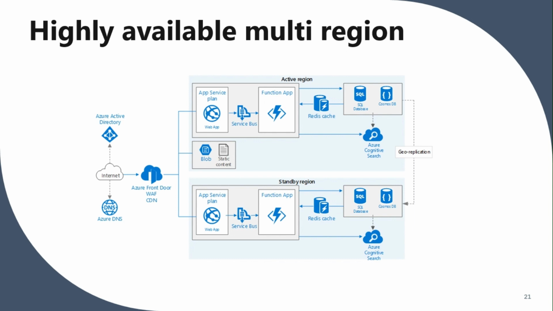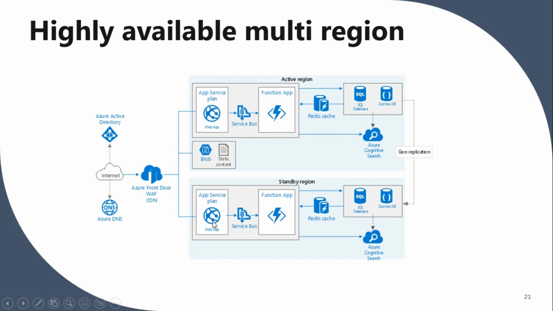Hot standby means the VM in the secondary region is allocated and always running. So in this case, the app service plan is allocated, deployed, and running. Your traffic will be routed to the primary region, and you will use Azure Front Door for health checks of your application. If you are not able to reach your app in the primary region, then you route the traffic to the secondary region. That is the active passive with a hot standby.